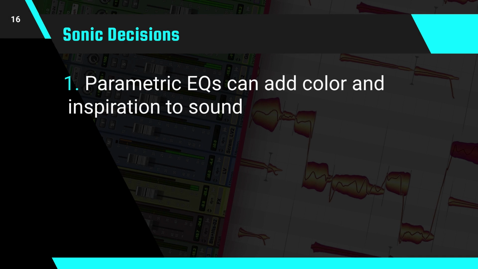Now, parametric EQs can add color and inspiration to your sound, and they provide control options you'd never even want to touch with a graphic EQ. For example, sweeping a frequency with automation could never be done with a graphic EQ. You need to go band by band, raising one as you lower the other to create something even remotely similar.